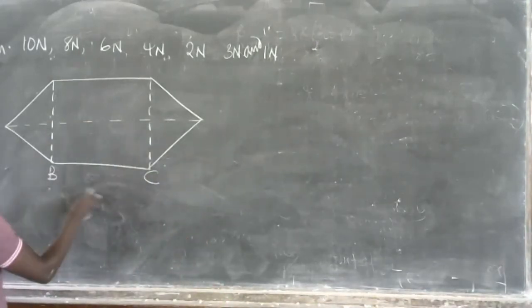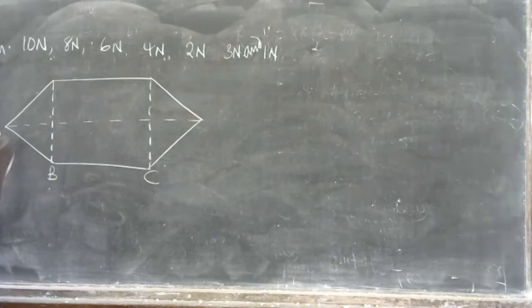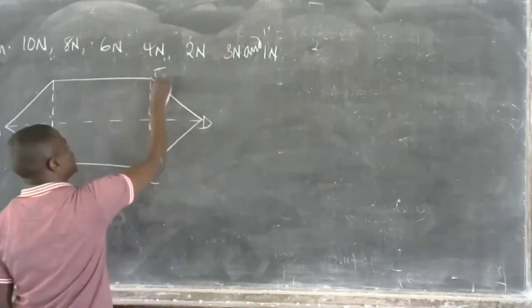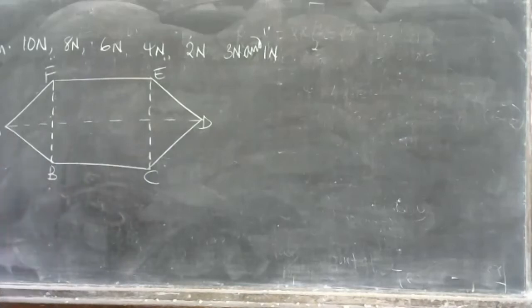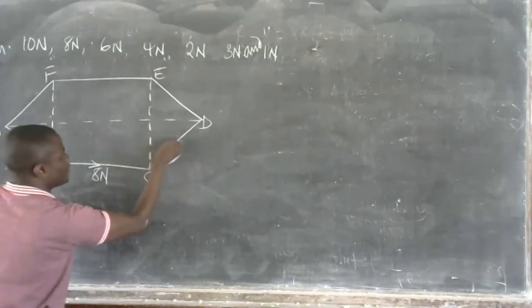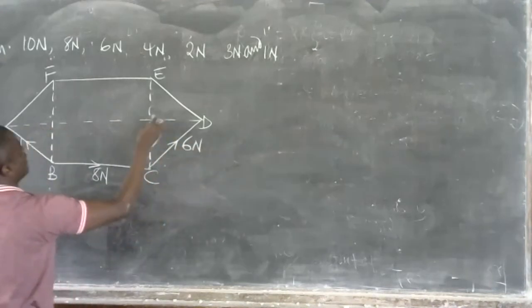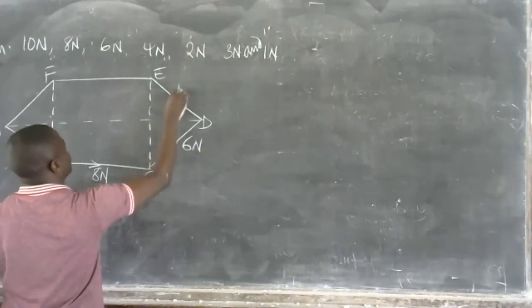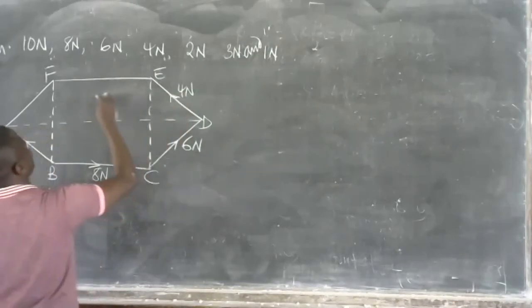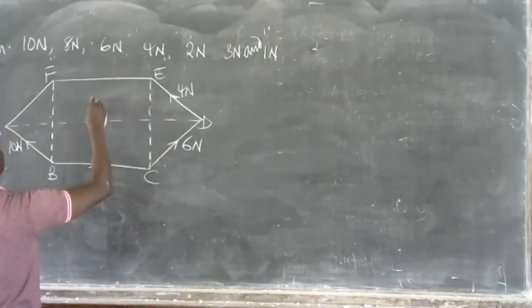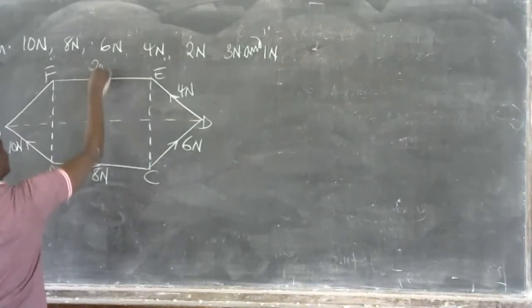This is BC, therefore, remember we must have continuity: A, B, C, D, E, F. They said B to A, 10 newtons. Then B to C, 8 newtons. Then C to D, 6 newtons, and then D to E, 4, and then FE, 2 newtons.